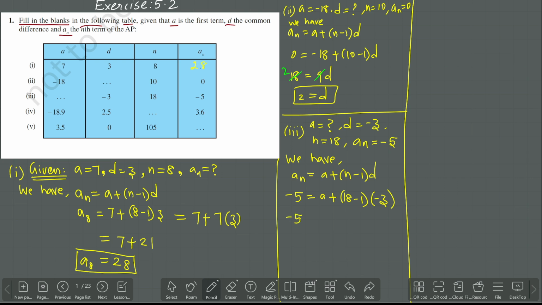Here we have minus 5 equals A plus 18 minus 1, 17 into minus 3. 17 into minus 3 is minus 51. Send this opposite. Minus 5 when you send opposite, plus 51 equals A. Subtract each. 46 equals A. That is my required answer. Am I right? Right. And I am going to the fourth one now.